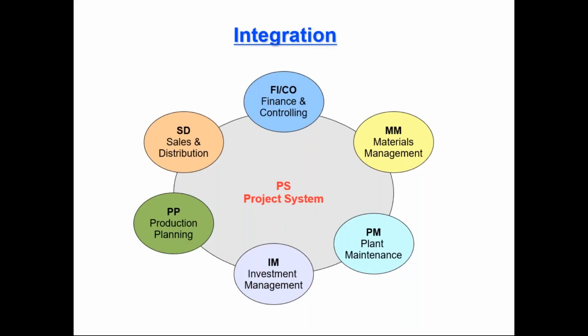So the PS project can be integrated with FICO, material management, plant maintenance, investment management, PP production planning, and SD sales and distribution. Just consider that your requirement of establishing a factory is approved. Now you are executing different projects: construction of the building, installation of machines, and third, your social work. So these are the three different projects now.